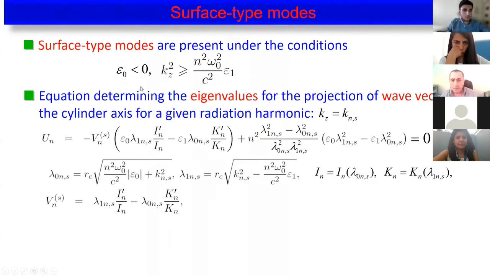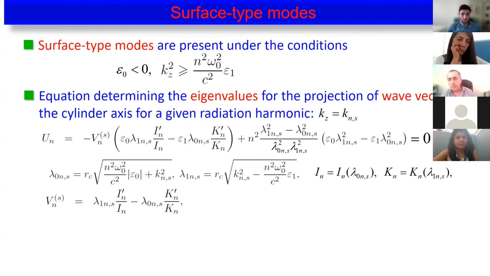As I said, for surface type waves, we should work in the spectral range where the dielectric permittivity is negative. And in this case, you can see that the z component of the wave vector, which is the wave vector along the axis of the cylinder, is larger. This means that the corresponding radiation wavelength can be essentially smaller than for the guided modes. Here I show on which values this wave vector takes discrete values.